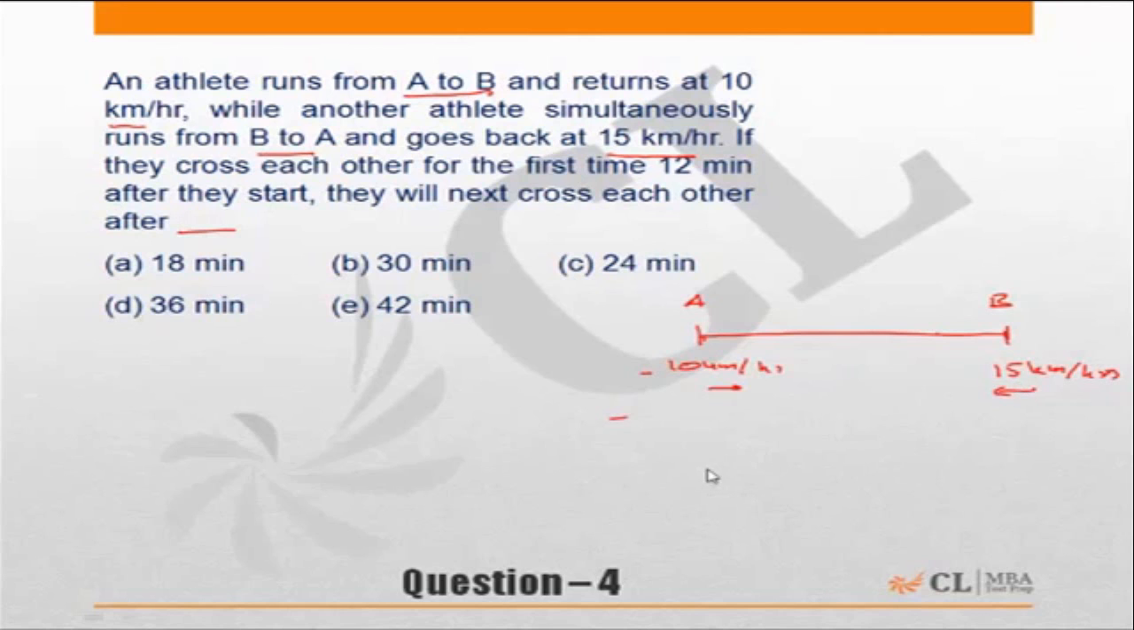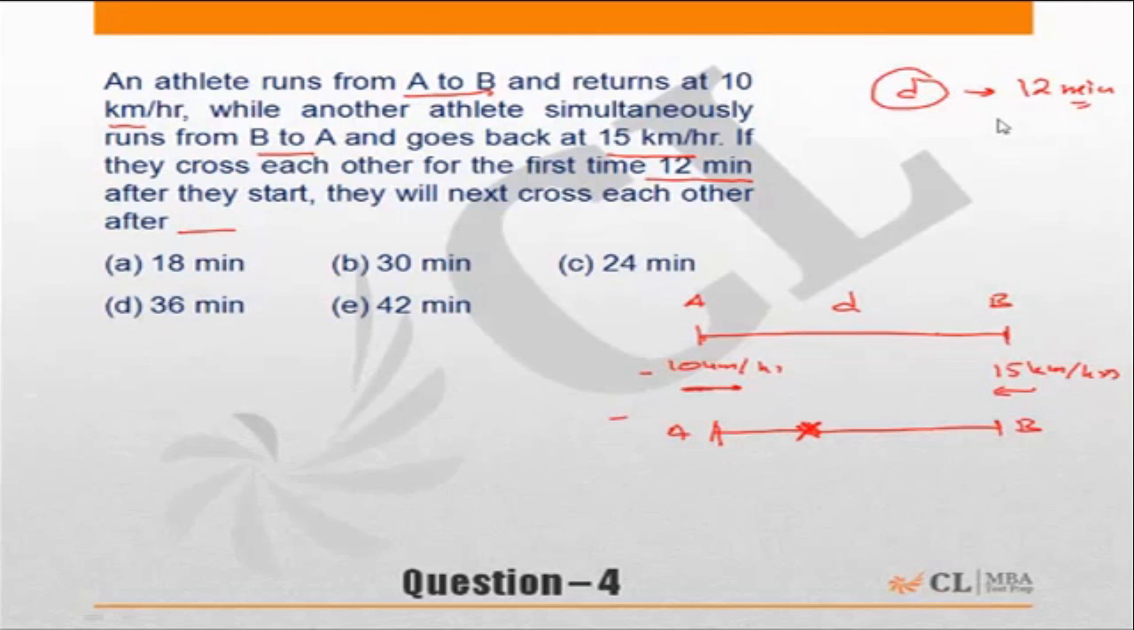The question is, they cross each other for the first time 12 minutes after they start. They start simultaneously, so the first time they meet will be closer to A, because the speed of the person starting from A is lesser. So they will meet somewhere here. What is the distance they have covered? The total distance covered is equal to AB. If I say the distance between A and B is D, the total distance covered is D kilometers when they meet for the first time. So they covered D kilometers in 12 minutes together.